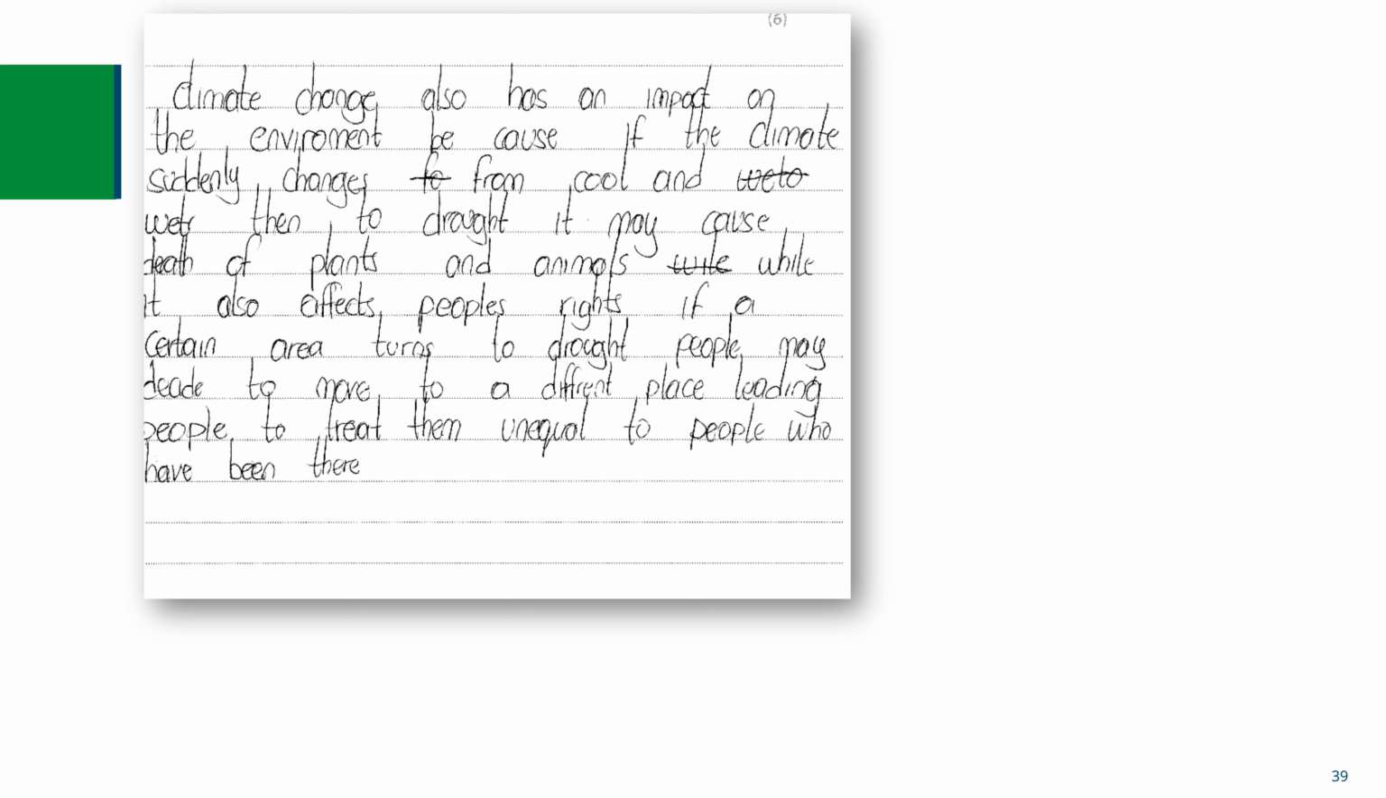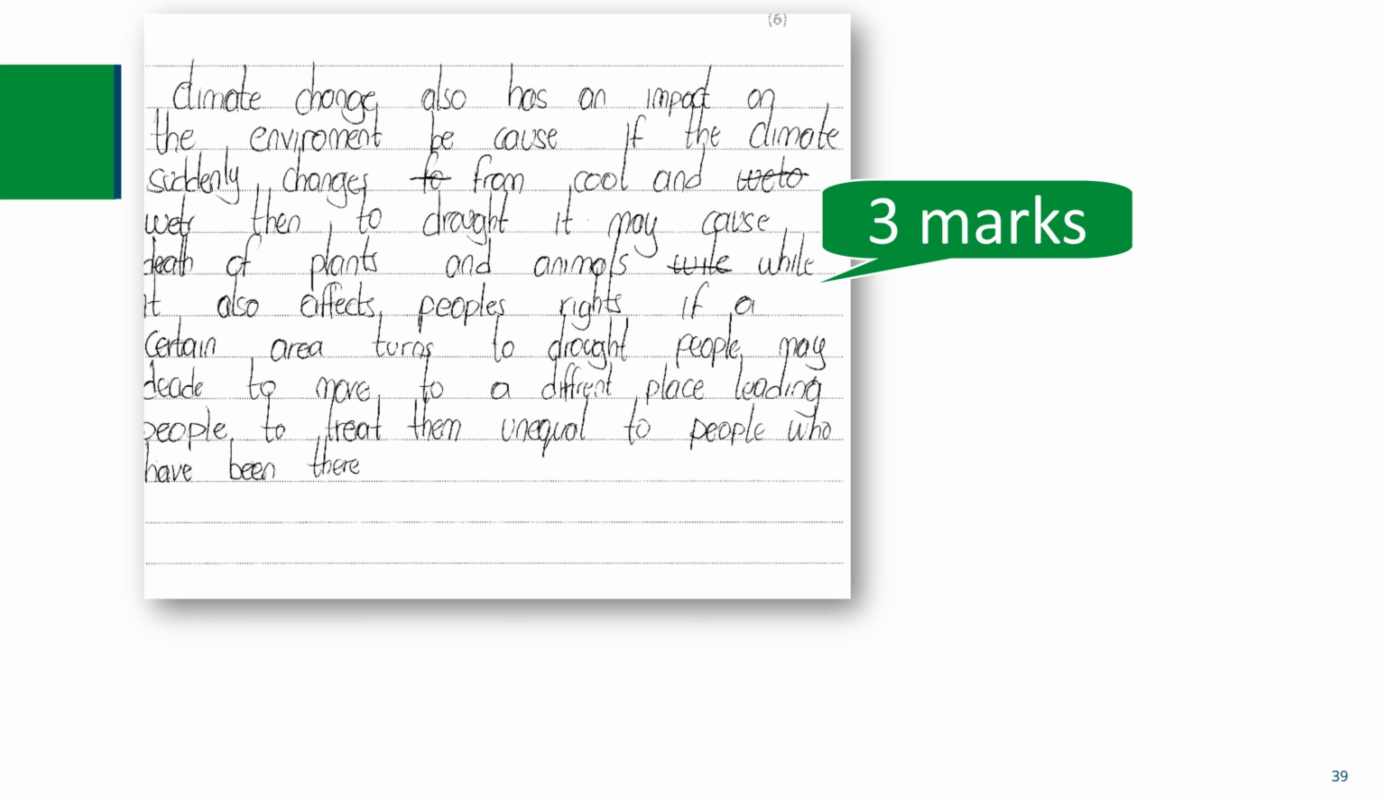Now pause, read this one and decide what level and perhaps which mark you'd give it. This was awarded 3 marks. It tells us that climate change will impact on the environment, because if the climate changes from cool to wet, then to drought, this could cause the death of plants and animals. So there's a clear explanation of environmental impacts, though it lacks any specific detail. The previous response mentioned polar bears and cactuses.